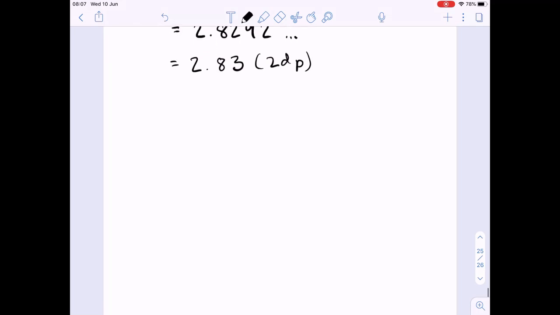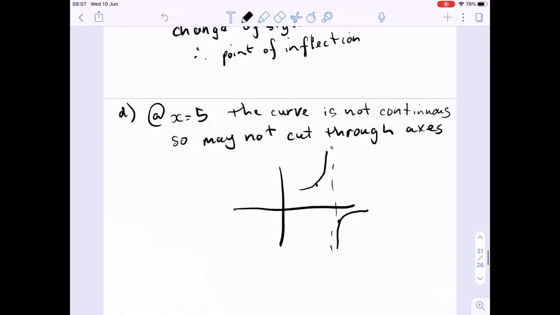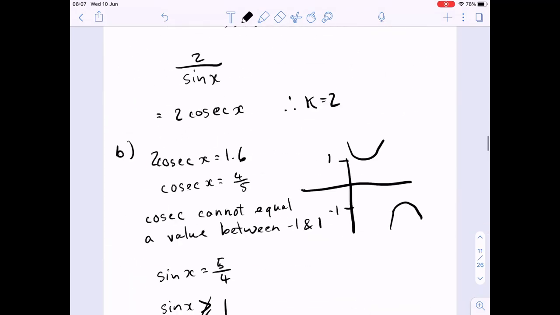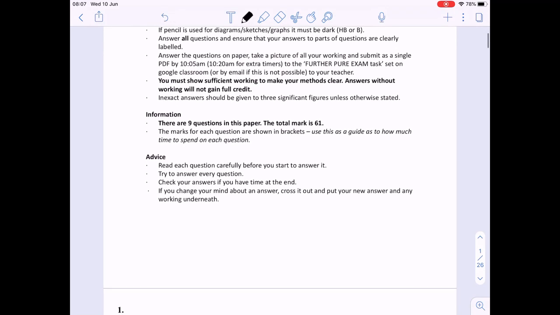So that is the whole paper. I will post this up on Classroom, so if you want to see the working and just have a look through it, you can. There you go, 100%.